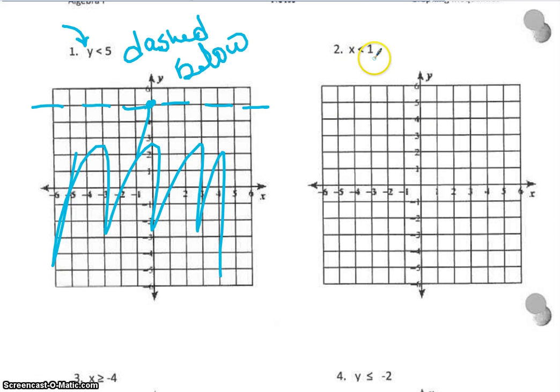X is less than 1, you go to where x is 1 and you make your dot. This is also going to be a dashed line because it doesn't have a line under it. This one is going to be a vertical dashed line because we're crossing the x-axis. And then you're going to shade the way it points, which is to the left.